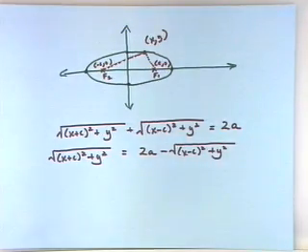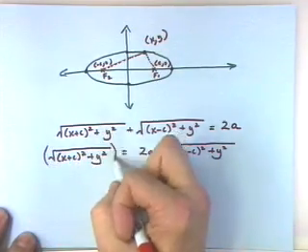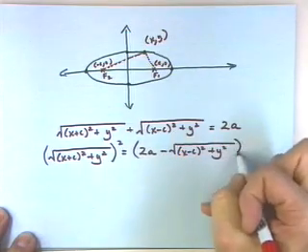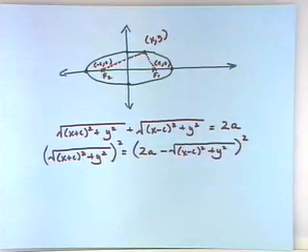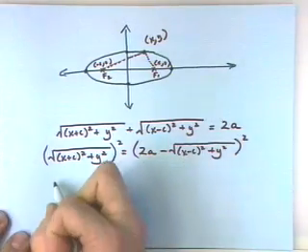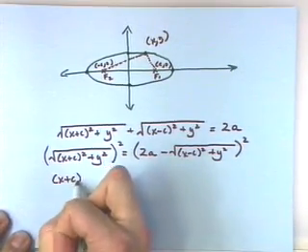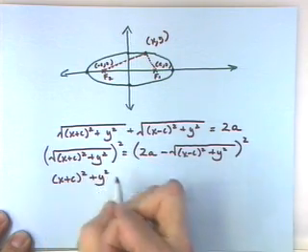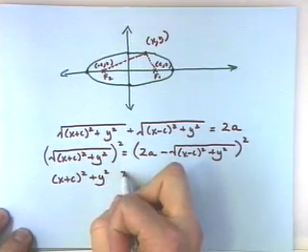Kind of like the lesser of two evils here. Now let's square both sides. So we're going to square this and square this. At least the two radicals are not on the same side. So when you square this square root, you get what's underneath the radical.